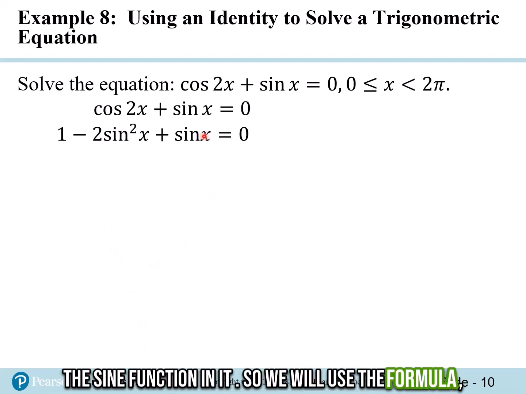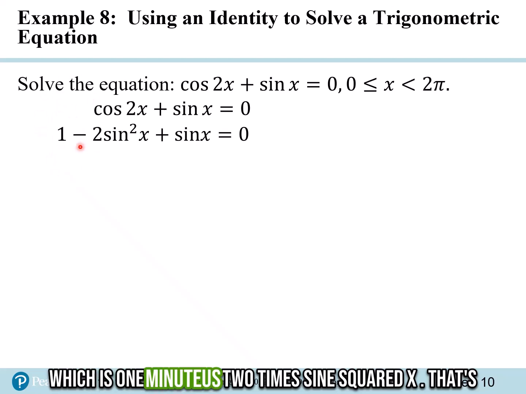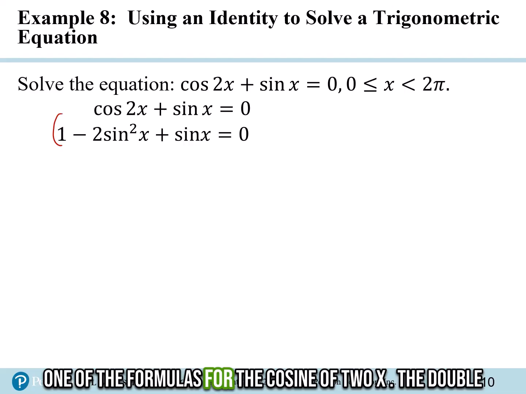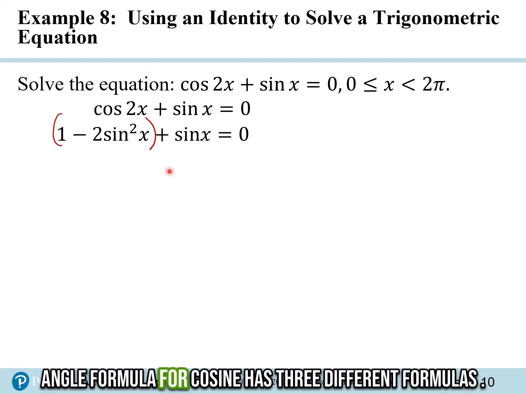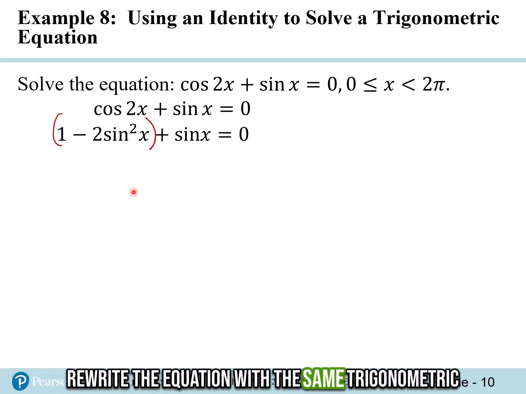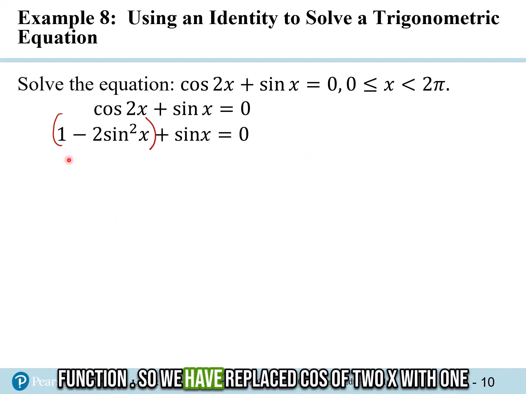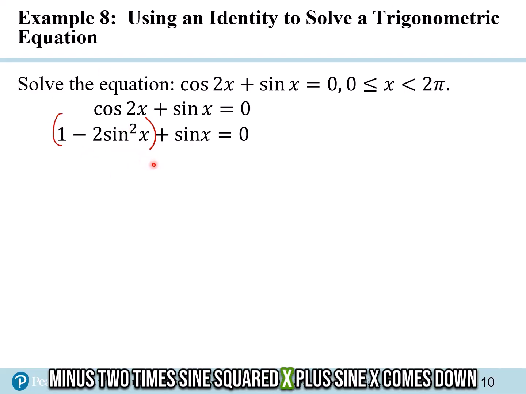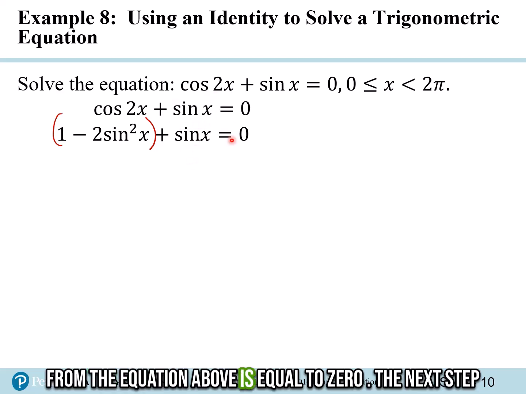So we will use the formula which is 1 minus 2 times sine squared x. That's one of the formulas for the cosine of 2x. The double angle formula for cosine has three different formulas. Pick the one which has sine in it because the goal is to rewrite the equation with the same trigonometric function. So we have replaced cos of 2x with 1 minus 2 times sine squared x plus sine x, which comes down from the equation above, is equal to 0.